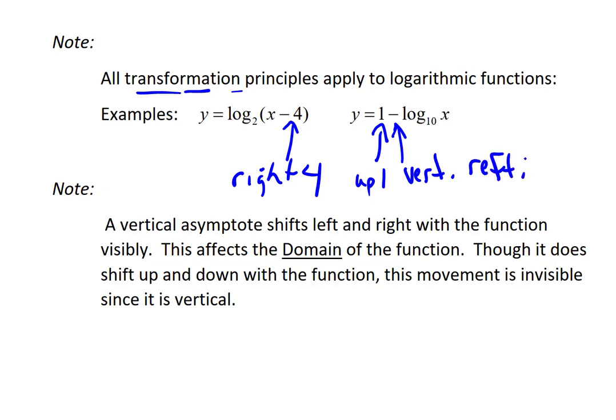And so those two transformations would occur where you can still see the parent function evident by the base. So our first example was log base 2 of x minus 4. That means log base 2 of x would have been the base or parent function of that. In the second example, y equals 1 minus log base 10 of x, again, log base 10 of x would have been the parent function. Let's also note that a vertical asymptote shifts left and right with the function visibly. This affects the domain of the function. Though it does shift up and down with the function, this movement is invisible since it is vertical.